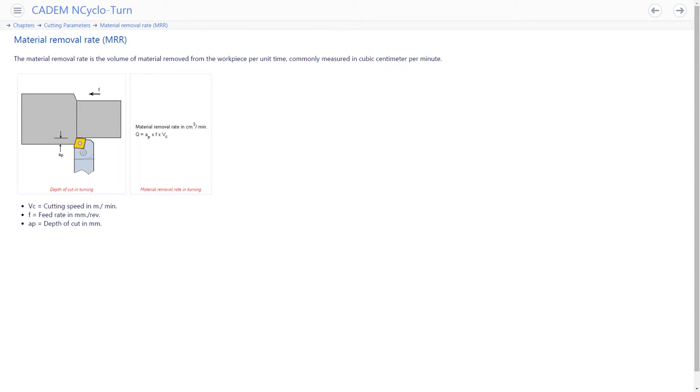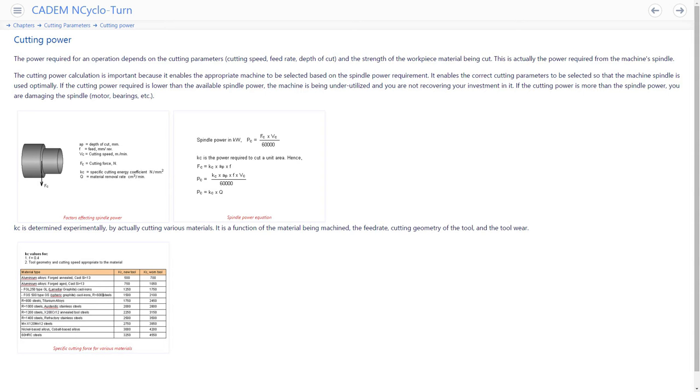The material removal rate is the volume of material removed from the workpiece per minute, measured in cc or cubic centimeters per minute. The cutting power is very important because it is the spindle power required to cut the part, and the machine's spindle motor must be able to deliver this much power. The power required depends on the cutting parameters and on the strength of the workpiece material.